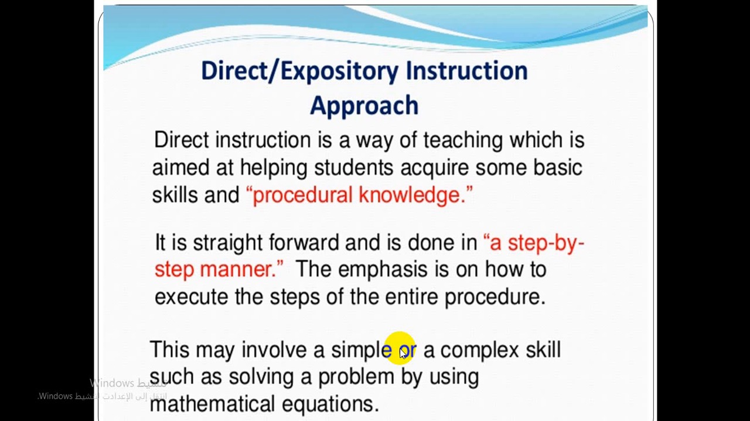If I ask you, what are the strategies that can use direct instruction? The strategies that the teacher can use in direct instruction: lecture and student recitation, deduction, expository or didactic method, and demonstration method.